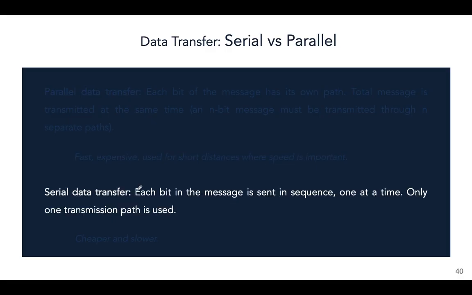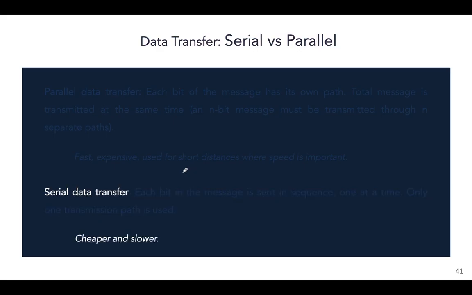The other alternative is serial data transfer. So in serial data transfer, each bit in the message is sent in a sequence one at a time. All right, so only one transmission path is used and all the bits are going to be transmitted one after the other serially. So naturally, this method of data transfer is cheaper. It's cheaper because there is only one transmission path needed, and it's slower because all the data bits must then take this single path to reach the destination. So it takes a long period of time, especially if the message has more bits.